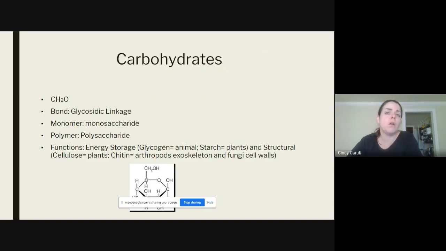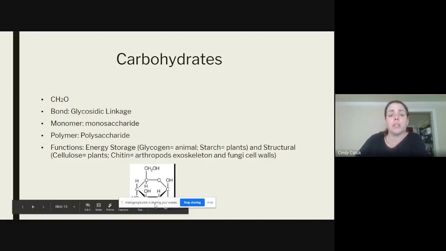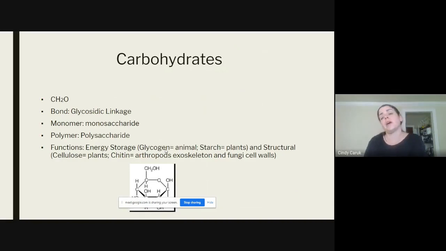And that's how all of the monomers of all these different organic macromolecules come together: dehydration synthesis, and it's also how they all break, hydrolysis. Their function here can be energy storage. That's glycogen in animals. And we store that in our skeletal muscles and in our liver.